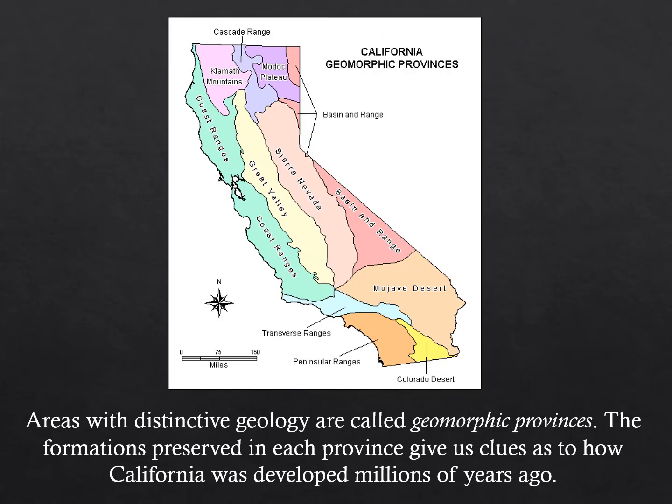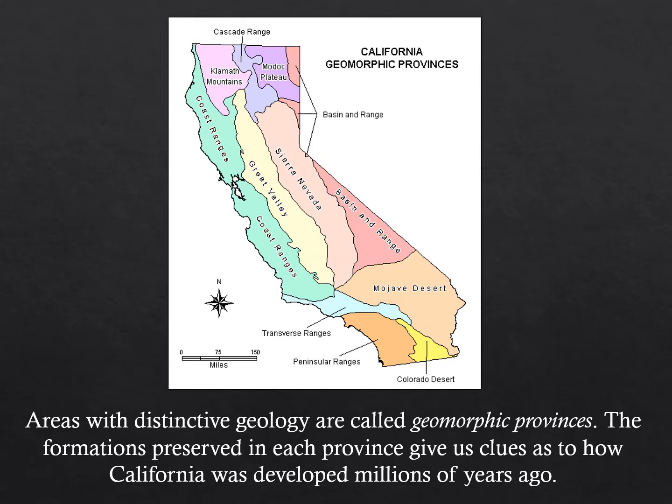Areas with distinctive geology are called geomorphic provinces. The formations preserved in each province give us clues as to, in this case, how California was developed millions of years ago. There are 11 geomorphic provinces in California, as shown on the diagram in this slide.